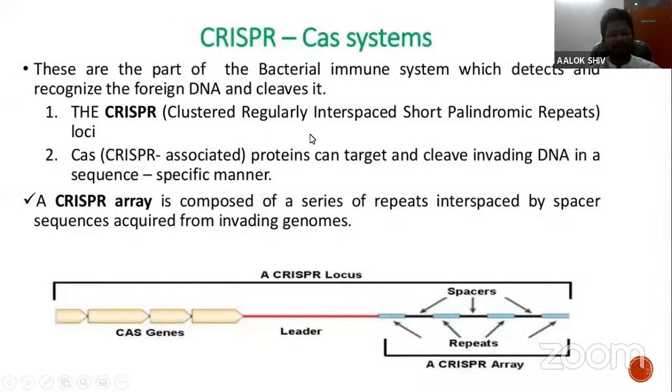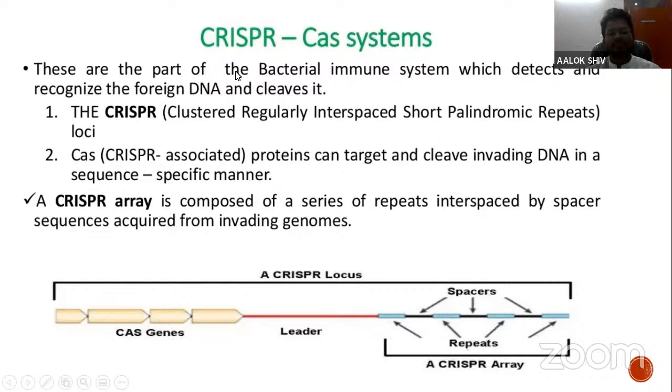Now the next evolutionary system, and the very famous and very revolutionary system of genome editing, is the CRISPR-Cas system. There are a lot of people and a lot of research, not only in the plant system, but also in the animal system. The CRISPR-Cas has been utilized a lot. Basically, CRISPR has the full form of clustered regularly interspaced short palindromic repeats. And why they are called CRISPR, I will tell you.